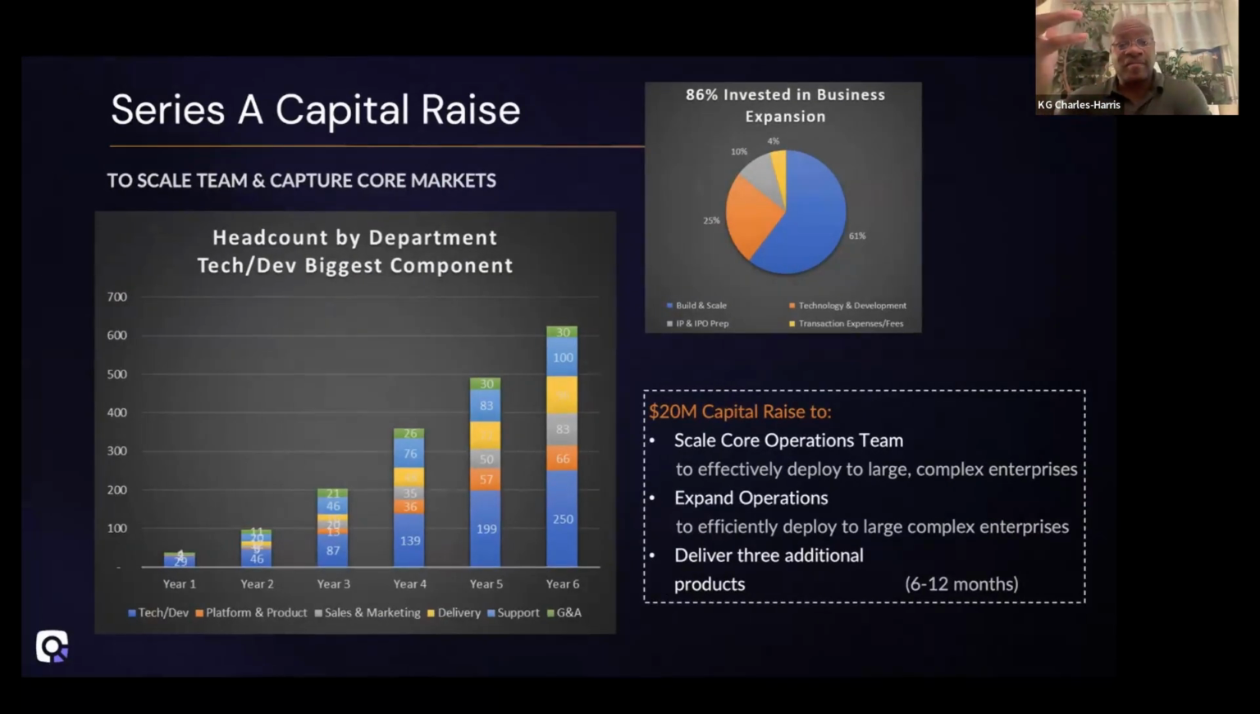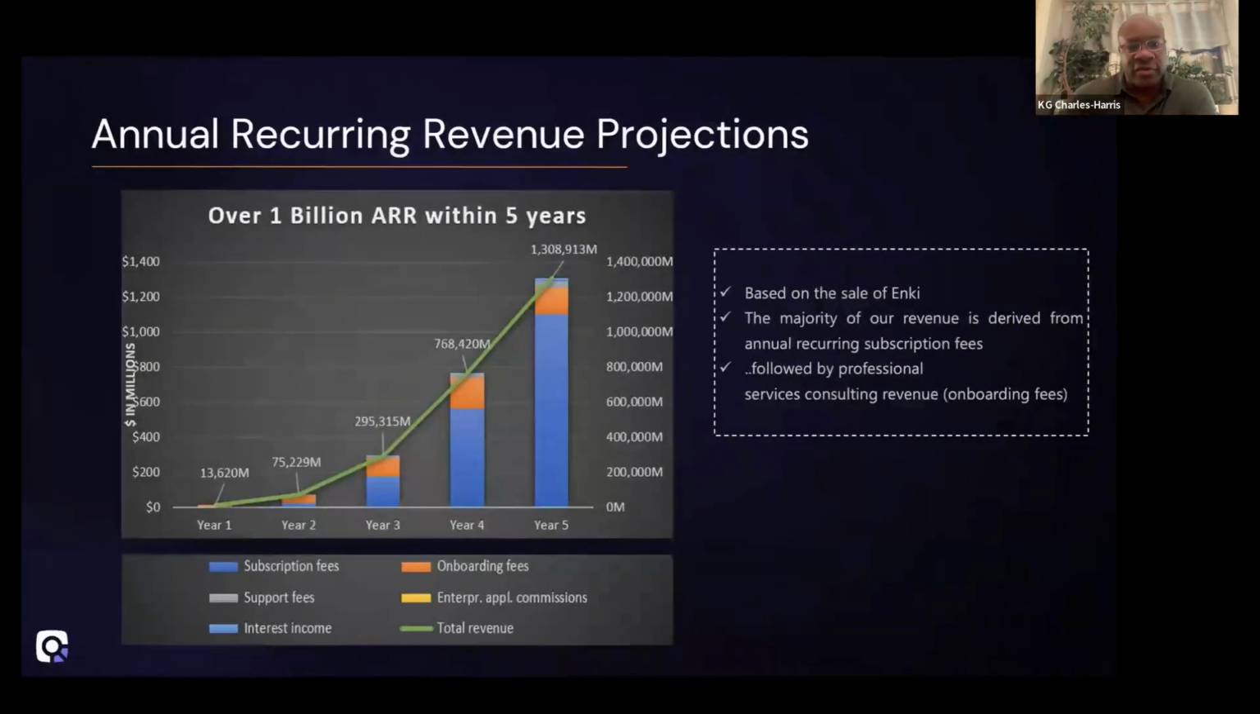So our Series A, we're raising 20 million to continue to scale the operations team and really scale the team. And you can see here that we've done pretty detailed budgeting in what is going to require to scale the team as we go up here. And this goes hand in hand with how we expect the revenues to grow. We expect to be over the 5-year period about a $1.3 billion company being able to deploy into this space. So this is the presentation.